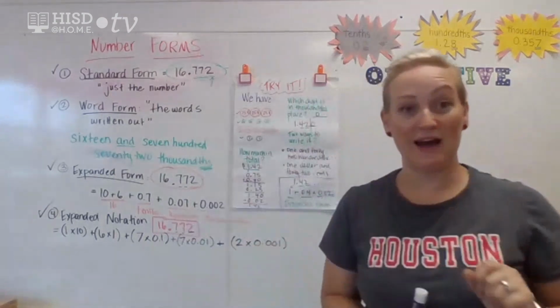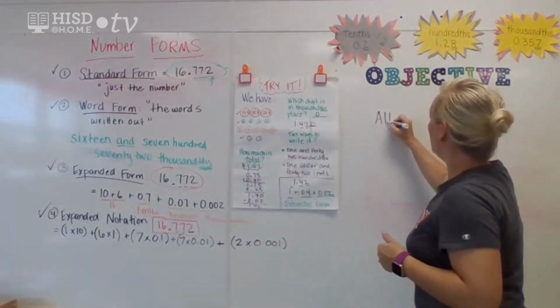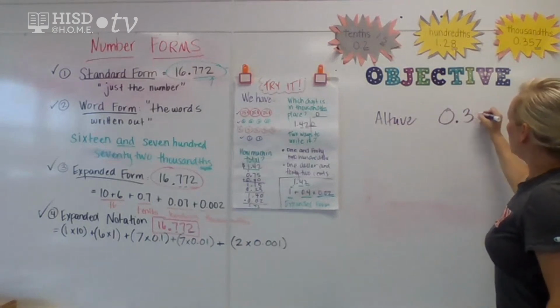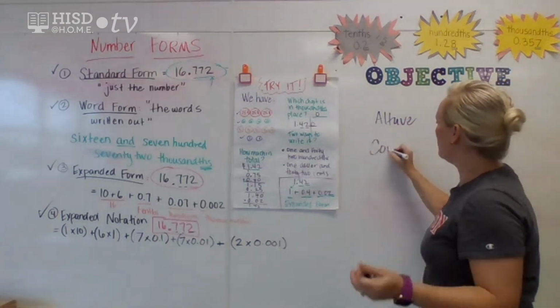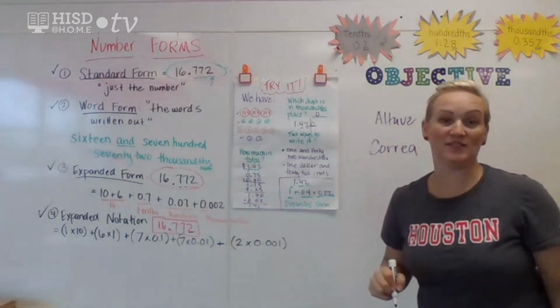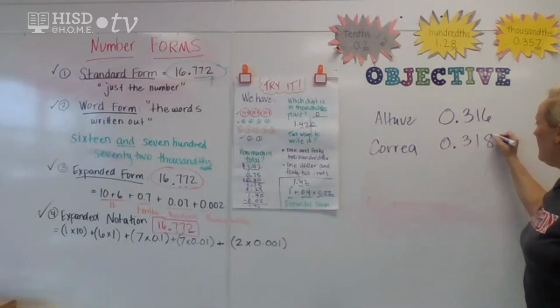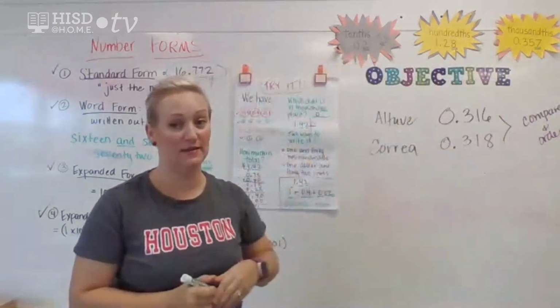And I want to compare batting averages of 2 Astros. I'm just going to make them up, okay? So if I had Jose Altuve, and his batting average was 0.316, and then let's just say Carlos Correa, one of my favorite players, his batting average was 0.318. And I want to compare and order. So first, I'm going to compare them. And the way to do that, we talked about it last time, was stacking the decimals.